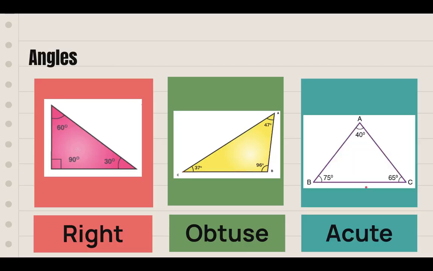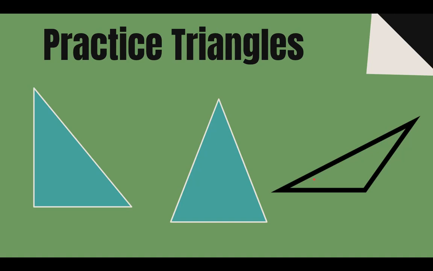And on an acute triangle, every angle is less than 90 degrees. So you can draw that L and check it. You can see that each of these angles actually comes in closer to each other than 90 degrees. So that is an acute angle.